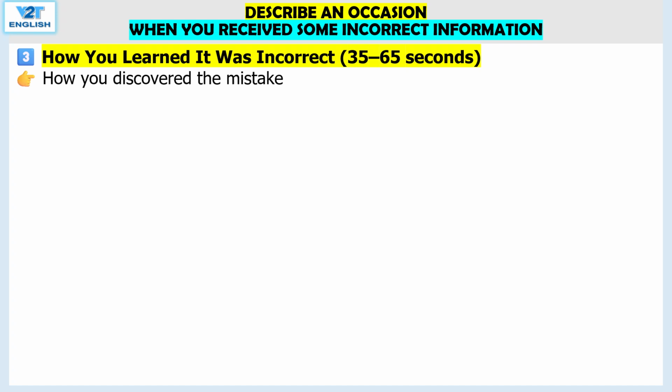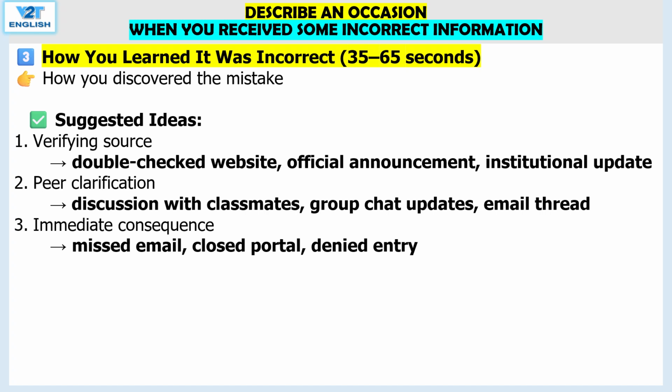3. How you learned it was incorrect, 35 to 65 seconds. How you discovered the mistake. Suggested ideas. 1. Verifying source. Double-checked website, official announcement, institutional update. 2. Peer clarification. Discussion with classmates, group chat updates, email thread. 3. Immediate consequence. Missed email, closed portal, denied entry.